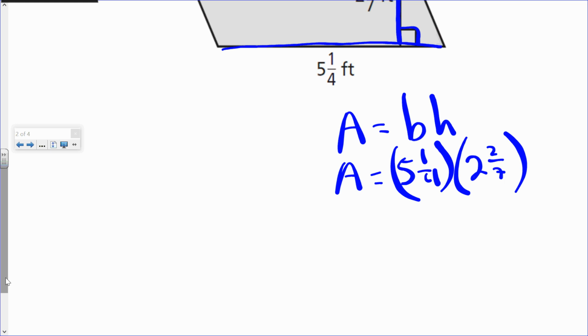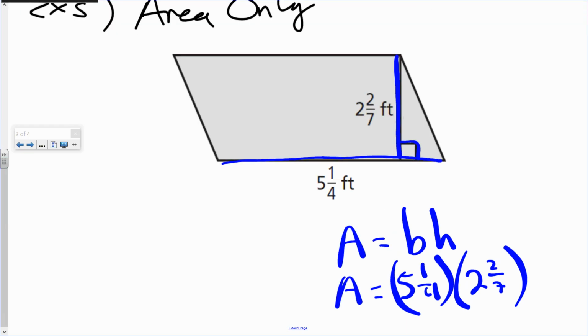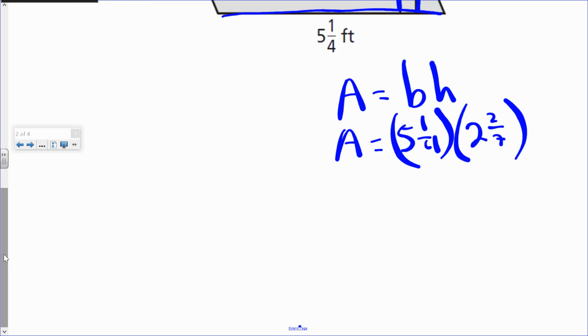I think so. Let me double check. Watch this. All right. I got a mixed number times a mixed number. I got to do something to this before I multiply. Rojas, you're on it. What do I do? Nice. I'm going to change the mixed number to an improper fraction. Yes, 2/7. Watch this. I'm going to change both mixed numbers to improper fractions.